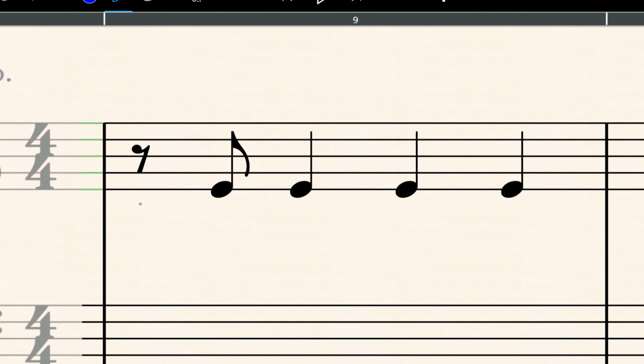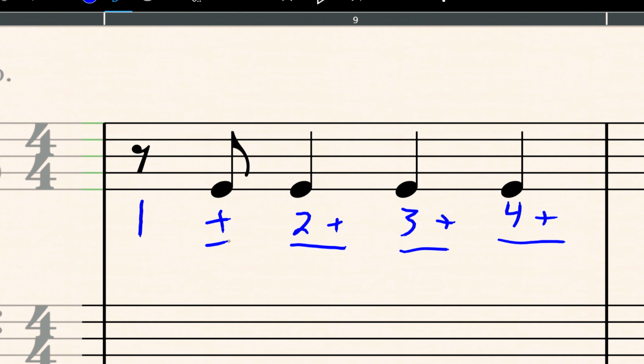So what I would do is here we have an 8th rest. So it's going to take up 1. This is the other half of 1. And then 2, 3, 4. However, I would still be counting these, the ands in between. That will just make sure that you're playing them as consistently as possible. So this I would just call the 8th rest, 8th note pattern.